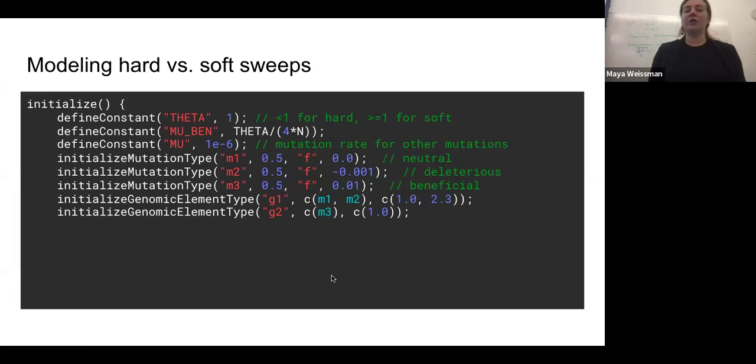Then I initialize 2 different genomic element types. In the G1 type, I'm allowing neutral and deleterious mutations, where deleterious mutations are 2.3 times more likely to occur. This is from the human distribution of fitness effects, I think. Actually, no, this is from the microbes.